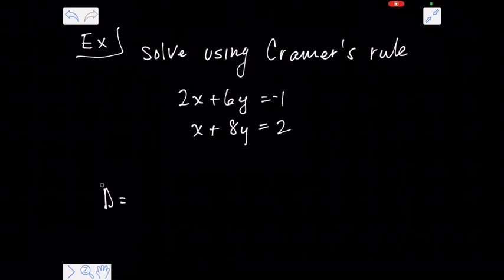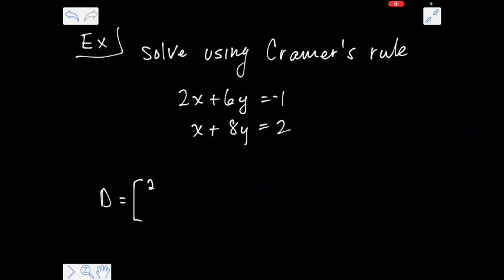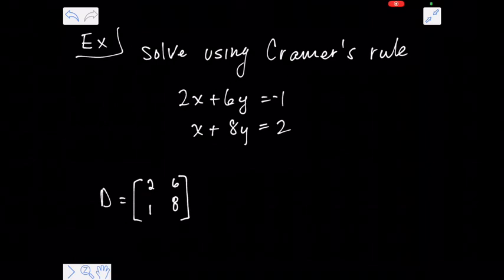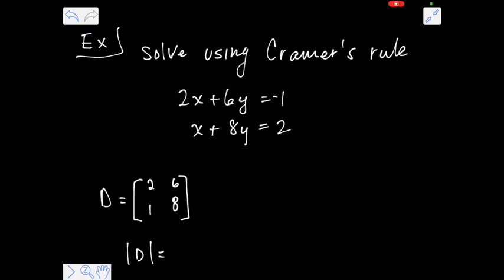So we need to set up a couple of matrices. The coefficient matrix would be 2, 1, 6, 8. And while we're at it, let's go ahead and calculate the determinant. Remember, it's that product there, which is 16, minus that product there, which is 6, so it equals 10.